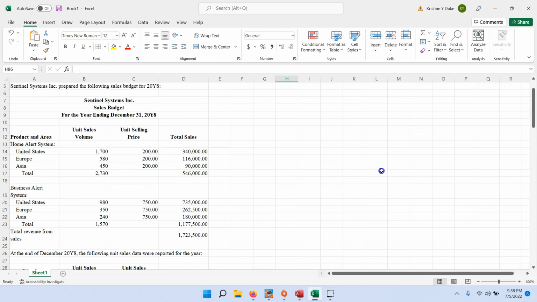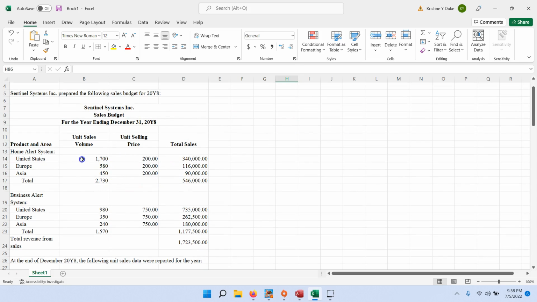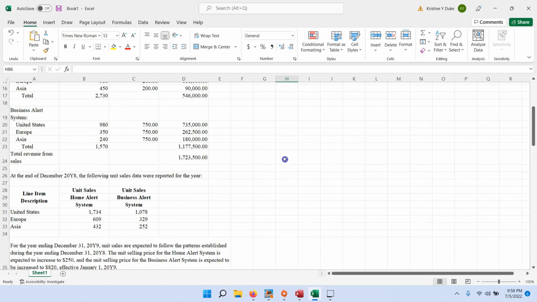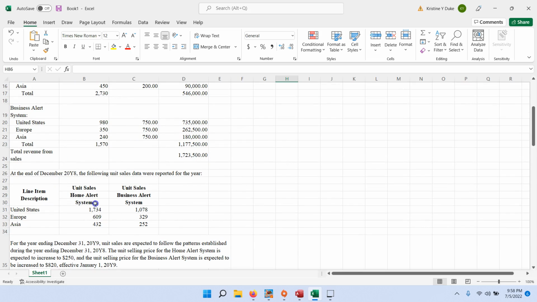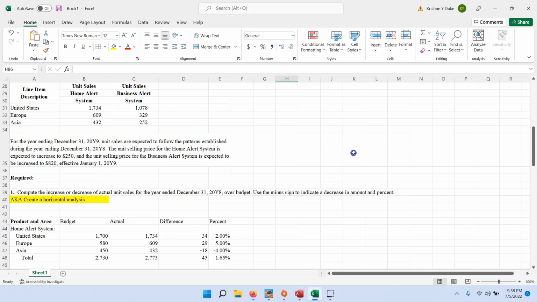Okay, so what I'm going to do here is complete one of the B problems, which should be very similar to the problems that you have in your homework. The textbook gives us this information, telling us what the budget was for the previous year. And then at the end of the year, this is what the actual was. So we're going to need to look at our budget and our actual and find our variance.